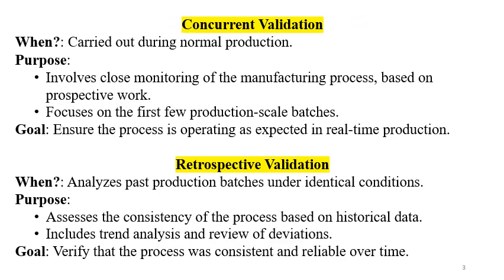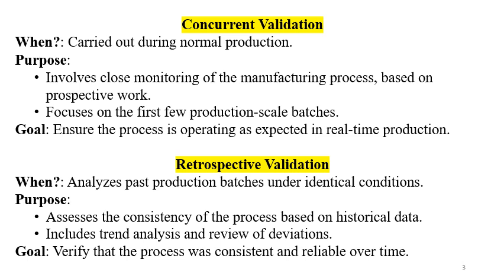Concurrent validation is carried out during normal production. That means along with the production run, this validation is carried out. The purpose of this validation type is that it involves close monitoring of the manufacturing processes based on the prospective work. It focuses on the first few production scale batches, and its goal is to ensure the process is operating as expected in real-time production.